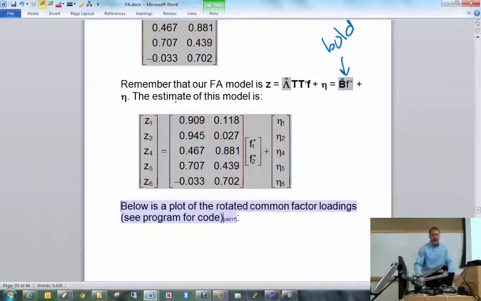So if I were to ask you then to actually write out the model, this is what we would get. Notice what's different here from what we had before. I have stars here for our common factors, and also I have this different factor loading matrix in there from what we started off with at the very beginning of class.